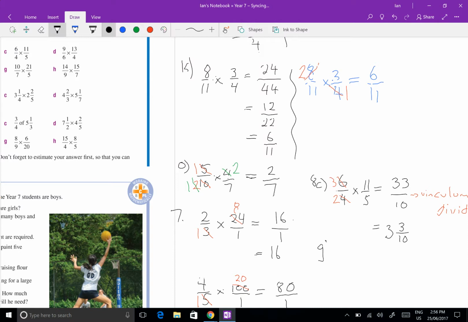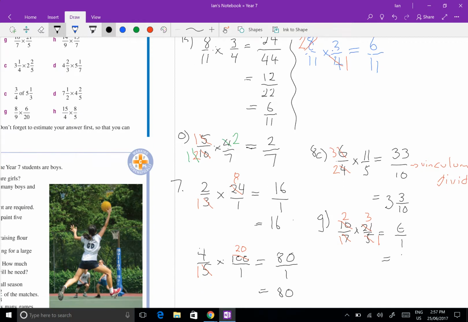Let's have a look at the next one. G. 10 on 7 times 21 on 5. Now, if I tried to do this multiplication, I could do it. 10 times 21 is pretty easy, and 7 times 5 is pretty easy as well. But then I'd have to cancel, and I'd find that difficult. And I know some things here. 5 goes into itself once. 5 goes into 10 twice. And 7 and 21, if I know my 7 times tables, I know 7 goes into itself once, and 7 goes into 21 3 times. Now, if I just multiply the top, I get 2 times 3 is 6, and 1 times 1 is 1, and 6 on 1 is just 6.